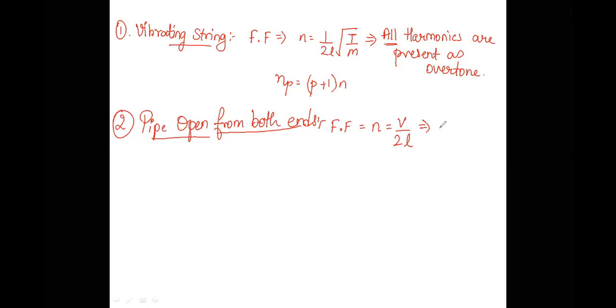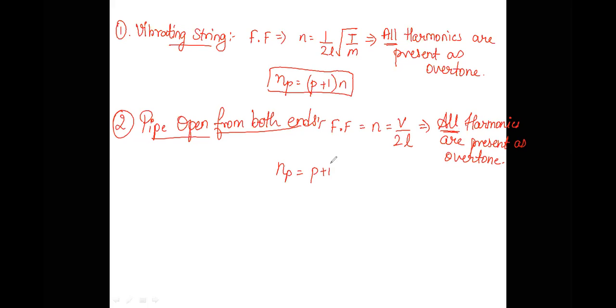Again the same conclusion: all harmonics are present as overtones. Since all harmonics are present as overtones, again the same formula applies: np is equal to p plus 1 into n.